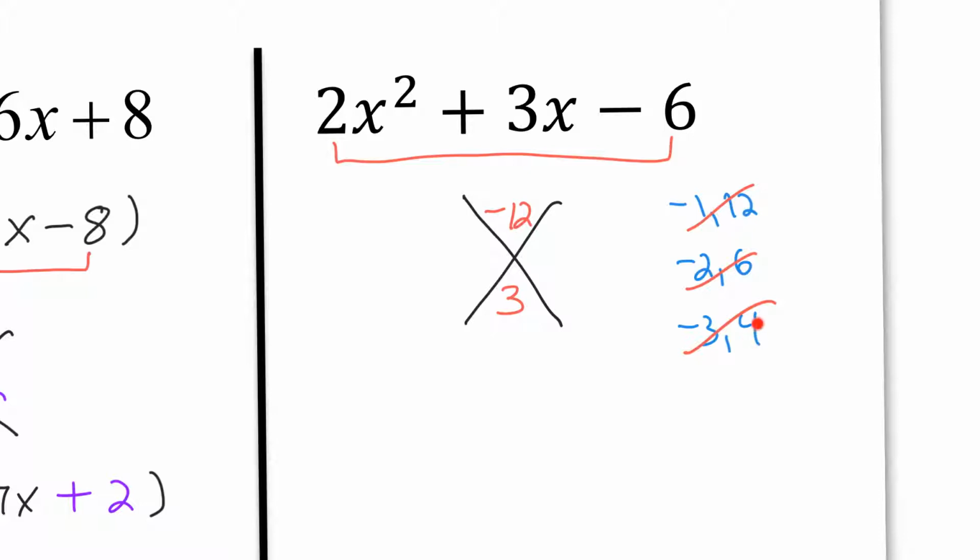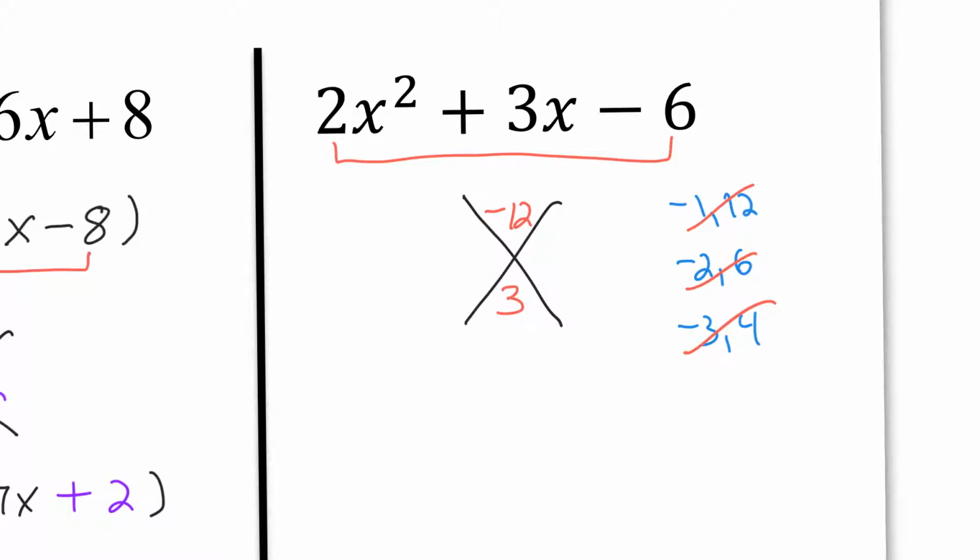4, we already used the 4 here. 5 doesn't go into 12. 6, we already used the 6 here. We notice it doesn't work. 7, 8, 9. You know what, guys? None of the numbers work. So we cannot find any factors that will multiply to negative 12 and add up to 3.